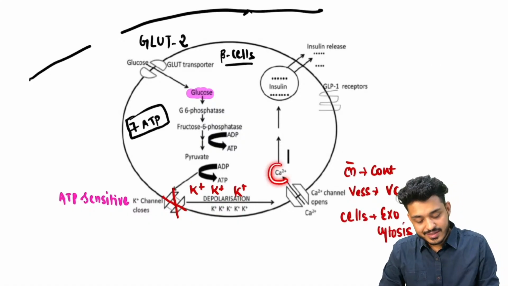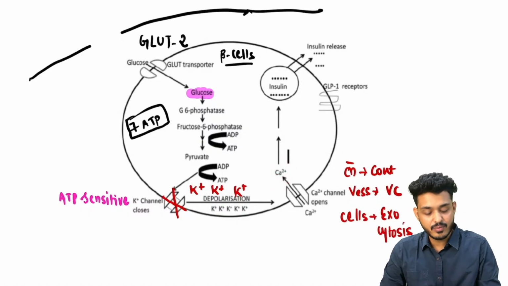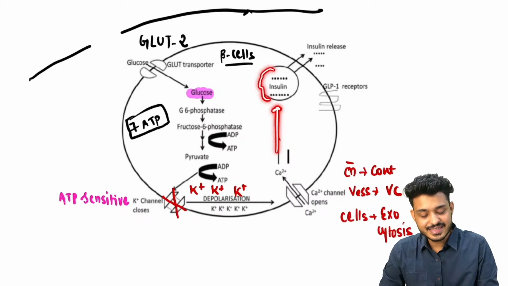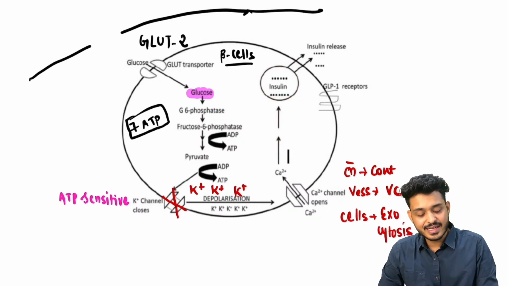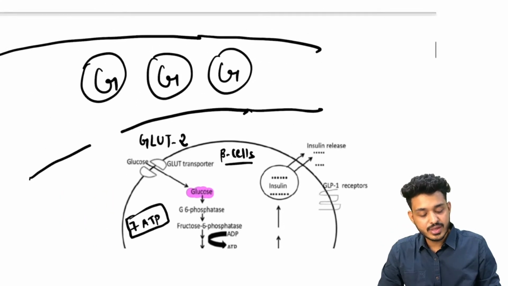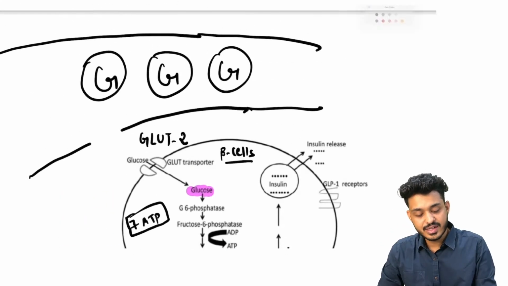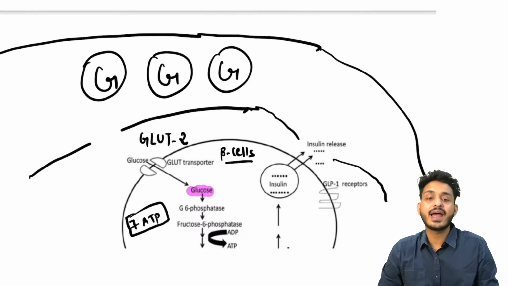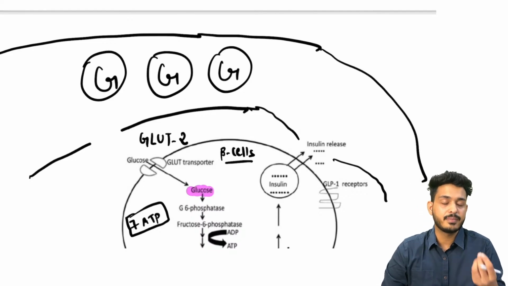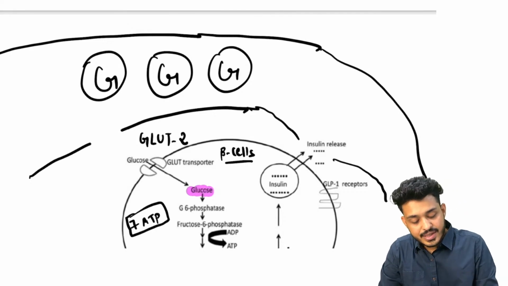As soon as this calcium comes inside, the insulin vesicle that was there will be coming out, and now this insulin will be coming into the blood vessel. Why in the blood vessel? Because the pancreas is an endocrine gland, right? It is a part of the endocrine gland, and insulin is a hormone.